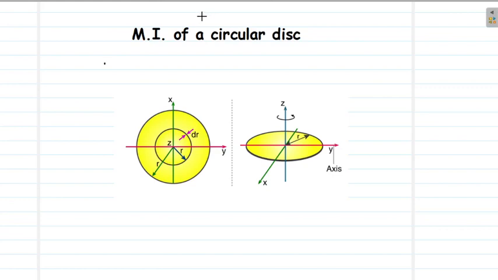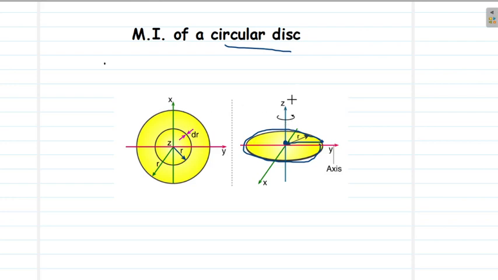Hello dear students, in this class let us look into the moment of inertia of a circular disk. So in a disk we have continuous mass distribution from the center up to the radius r. Instead of a ring we have mass distribution inside this radius region as well. So to calculate the moment of inertia we will look into two different cases here.